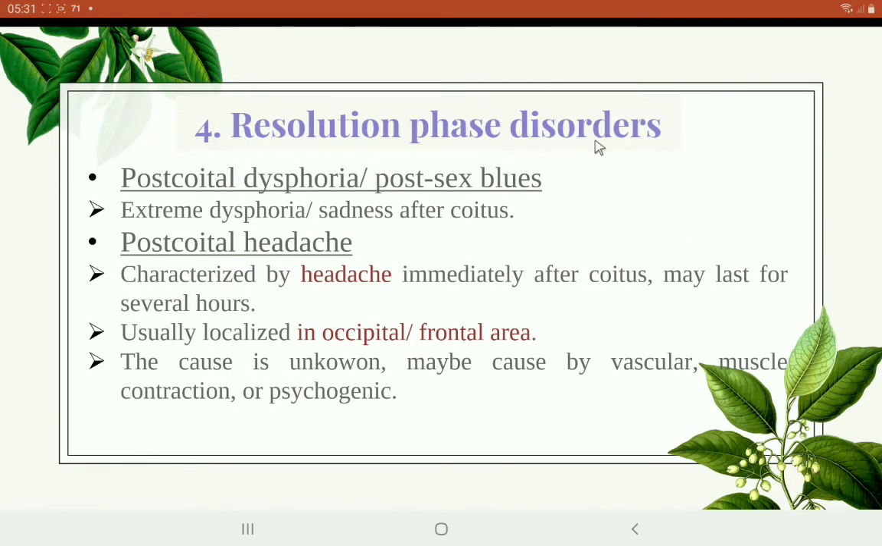Orgasm phase disorder consists of postcoital dysphoria or post-sex blues and postcoital headache. Postcoital dysphoria is extreme dysphoria or sadness after coitus, and postcoital headache is characterized by headache immediately after coitus that may last for several hours, usually localized in the occipital or frontal area. The cause is unknown, may be caused by vascular, muscle contraction, or psychogenic factors.